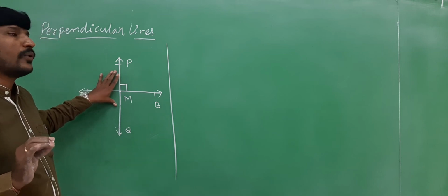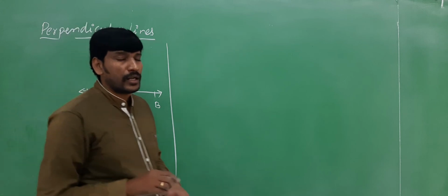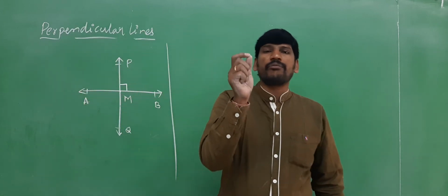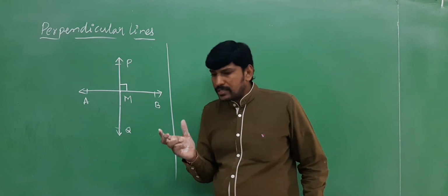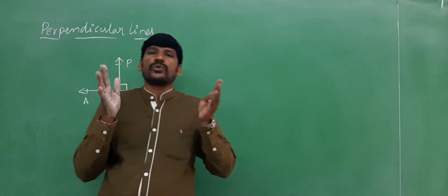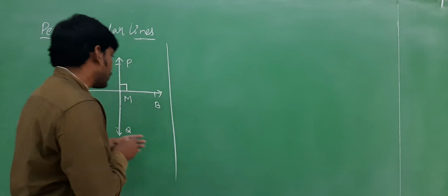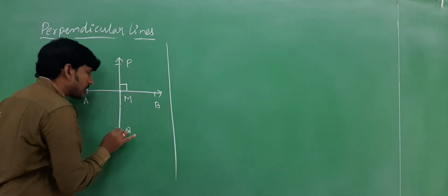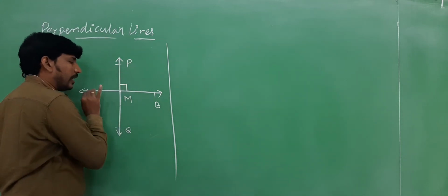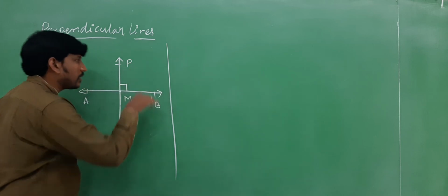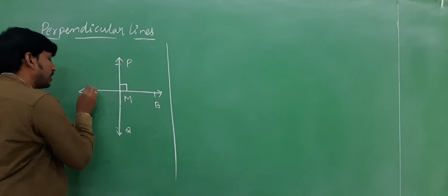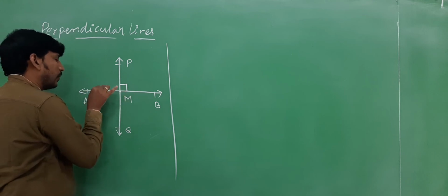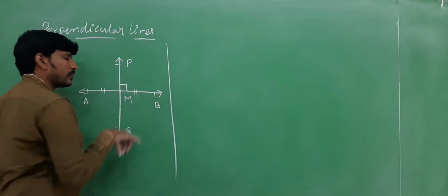What is the meaning of perpendicular bisector? Perpendicular means it makes an angle of 90 degrees, and bisector means it divides the line segment into two equal parts. So this line PQ is making an angle of 90 degrees with AB, and as well, this line PQ divides AB into two equal parts. That is, AM is equal to MB.